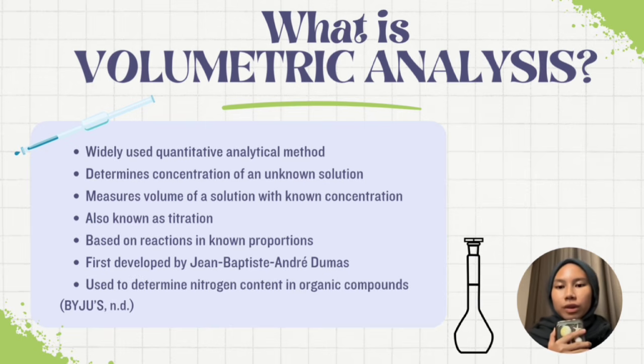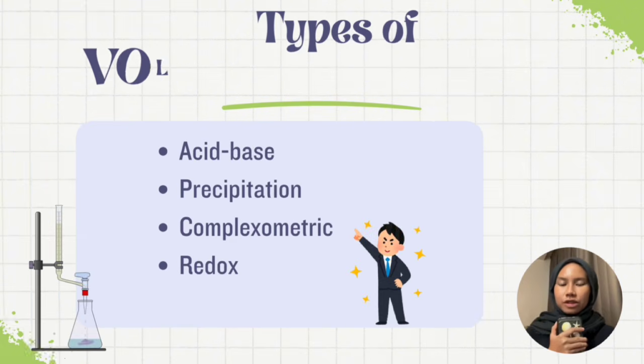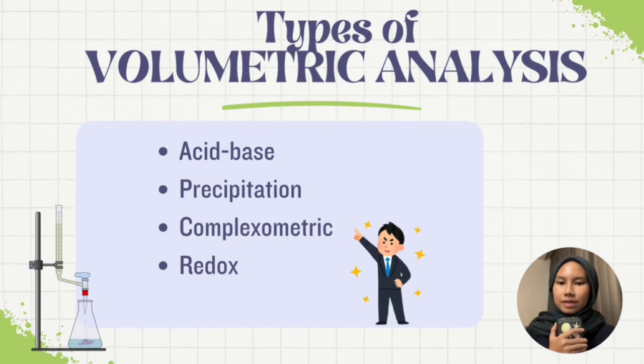The first volumetric analysis method was developed by Jean-Baptiste André Dumas. He used it to determine the amount of nitrogen present in organic compounds. Moving on to the different types of volumetric analysis, there are four main methods we use in chemistry: acid-base, precipitation, complexometric, and redox titrations. Our topic falls directly under complexometric titration, which is the specific method used to bind and measure the metal ions responsible for water hardness.